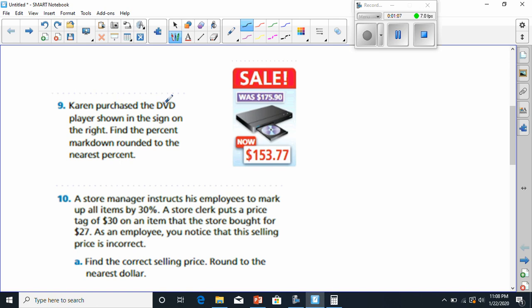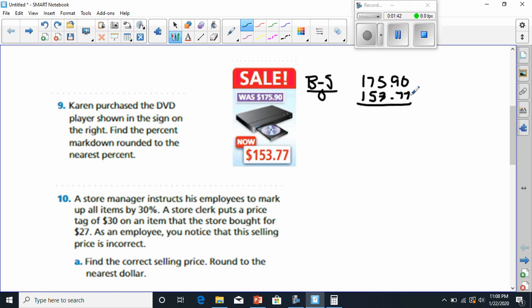It says Karen purchased the DVD player shown in the sign to the right. Find the percent marked down. Well, this is the formula: big number minus small number, divided by original number, that I showed you in class. The big number is 175.90, and the small number is 153.77.